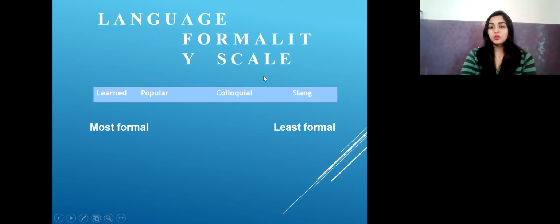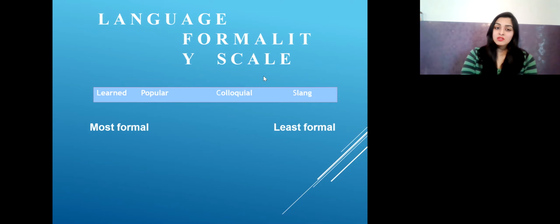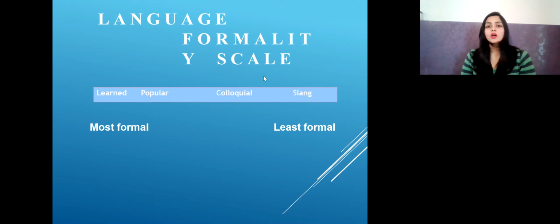Language form. Okay, let's see this one. Language formality scale. Now, what do you mean by language formality? An author has to select which form his poetry is in. It can be in a very formal way, or in the least formal way, depending on how he wants to portray it. Now, it's the scale here that I'm reading. The first one is learned, the most formal way. That means he cannot use words randomly. He has to think of very specific formal words in his poetry.